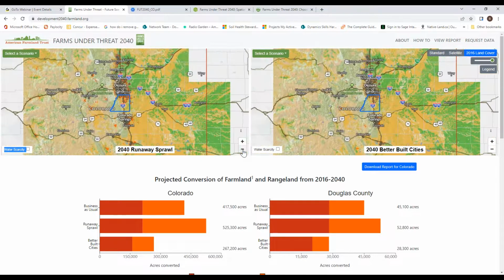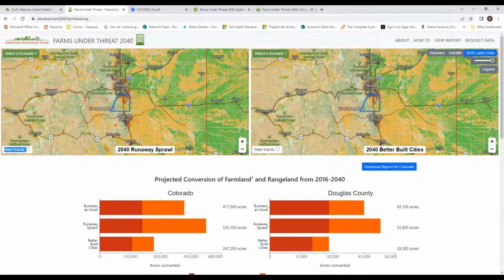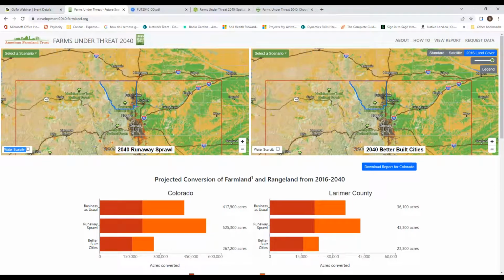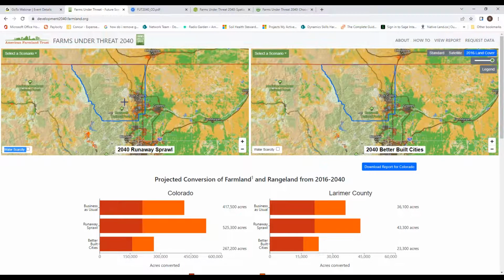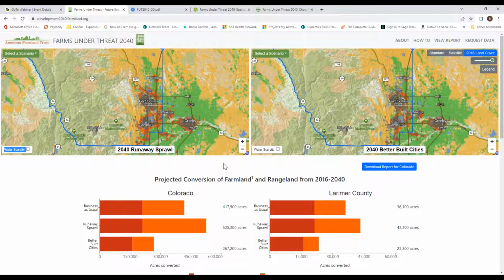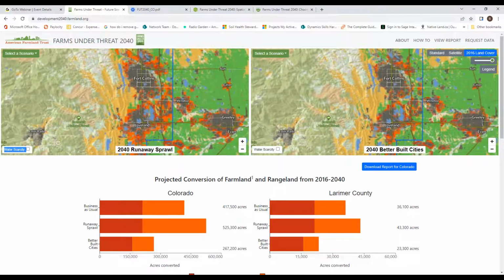Now we're going to go to Larimer. So much further north, kind of on there. And you can see a lot of expansion around Fort Collins and Loveland. Again, kind of in the low density residential arena.